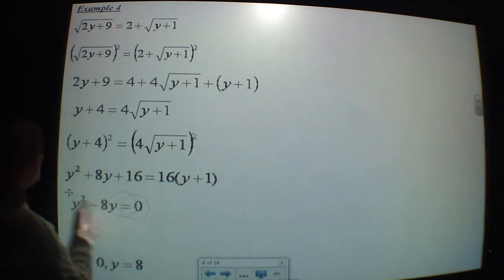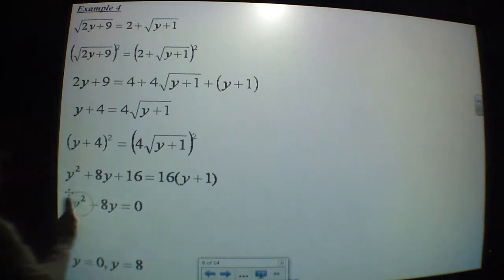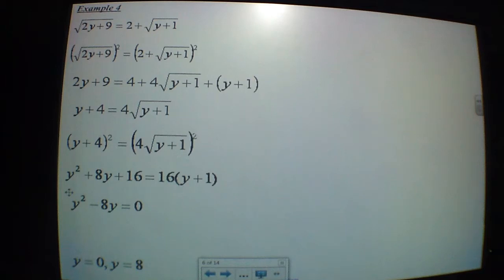Distribute. Combine like terms. And you'll end up with y squared minus 8y. You can factor out a y. Y is equal to 0. Y is equal to 8. Double check to make sure that when you plug it back in, it'll work.